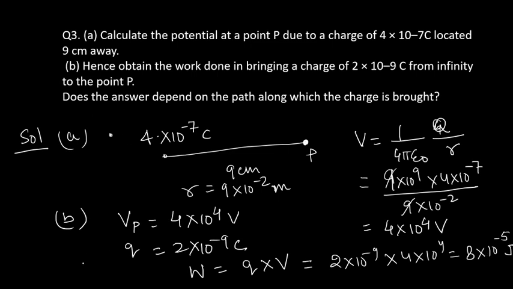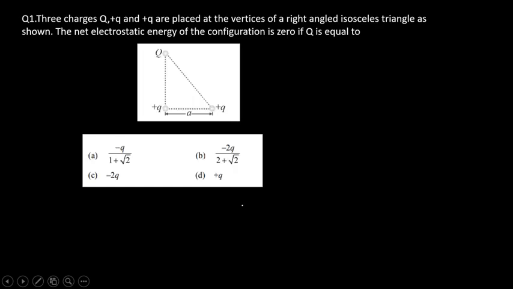Does the answer depend on the path along which the charge is brought? Since electric force is a conservative force, the work done by this force does not depend on the path. It only depends on the initial and final position of the charge.